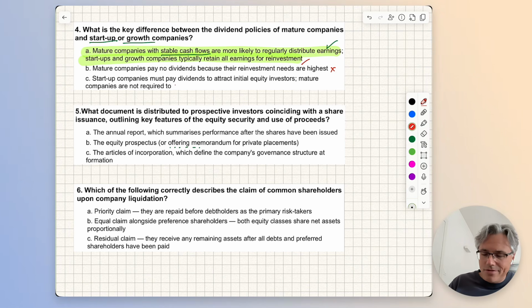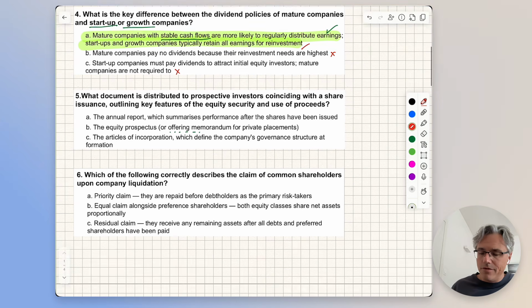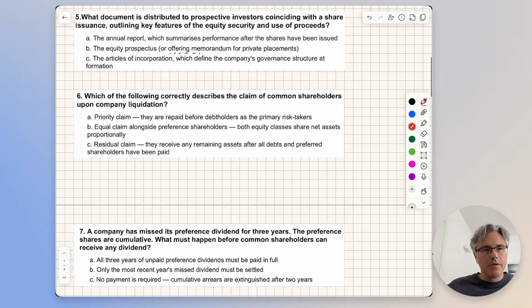Well, this is repeating the same point as before, in what was an incorrect answer. Startup companies do not attract initial equity investors via dividends. They do so via the prospect for capital appreciation. Okay, next one. What document is distributed to prospective investors coinciding with a share issuance outlining key features of the equity security and use of proceeds?